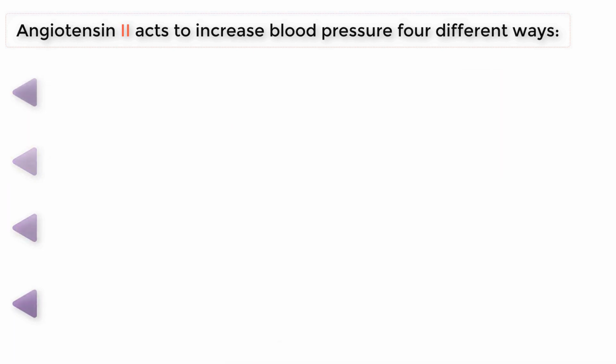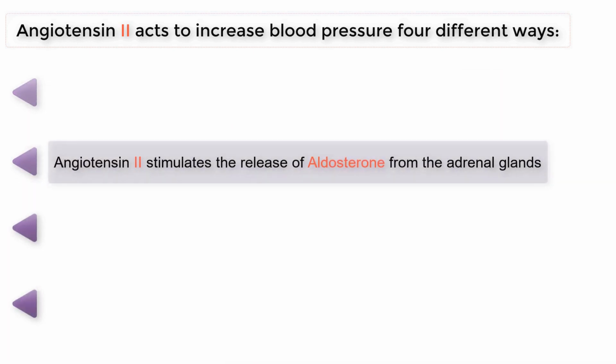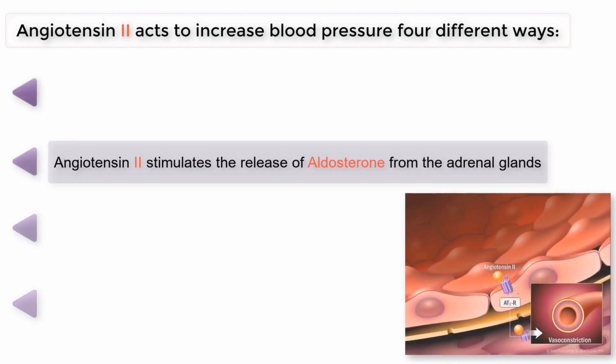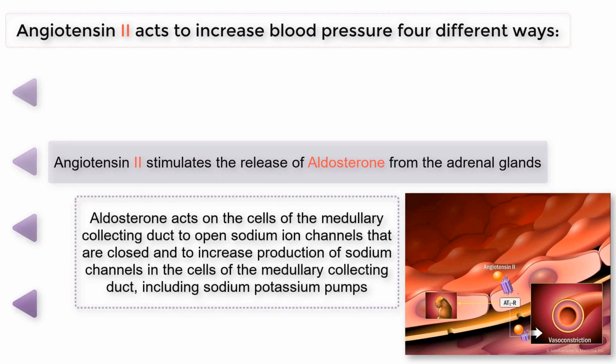Number 2. Angiotensin II stimulates the release of aldosterone from the adrenal glands. Aldosterone acts on the cells of the medullary collecting duct to open sodium ion channels that are closed, and to increase production of sodium channels in the cells of the medullary collecting duct, including sodium-potassium pumps.